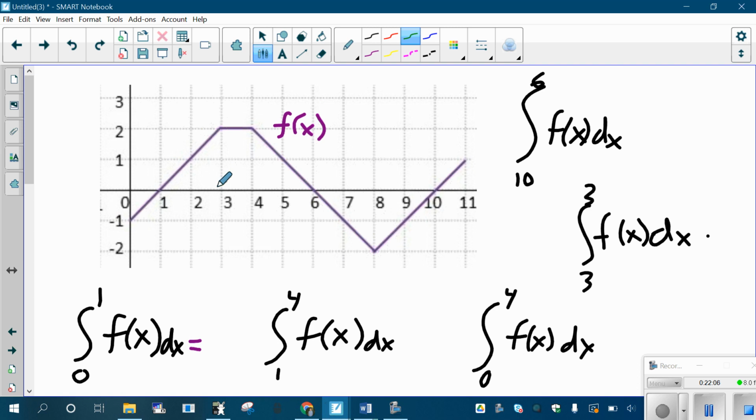Ready? How do I find the area underneath f of x from 0 to 1? Well, from 0 to 1, it's talking about this region. The area of that triangle, well, base times height, 1 times 1 is 1, but I gotta do 1/2, so the area is 1/2. Below the x-axis, so it counts as negative area.